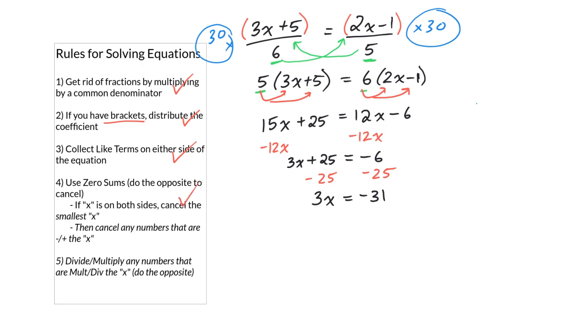Lastly, I divide by anything that's multiplying my x. So to get rid of the 3 times the x, I will divide on both sides, checking to see if I can reduce. I don't believe I can here. So my final answer is that x is negative 31 over 3. And that is everything we did in chapter 4.